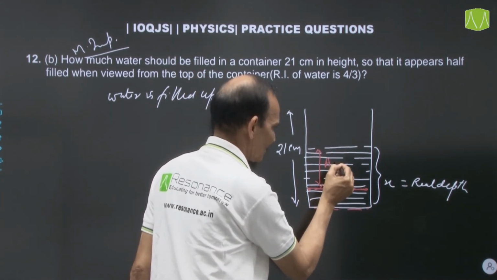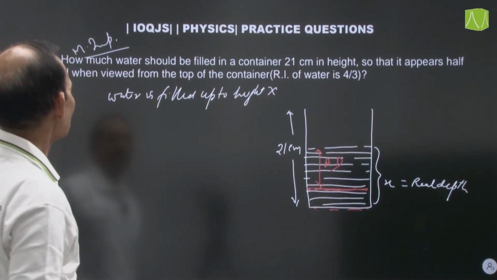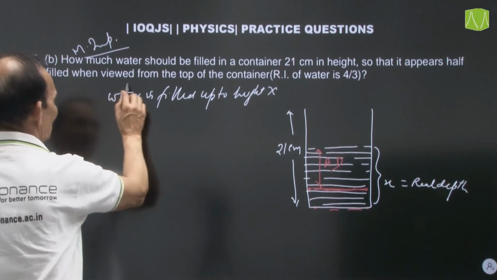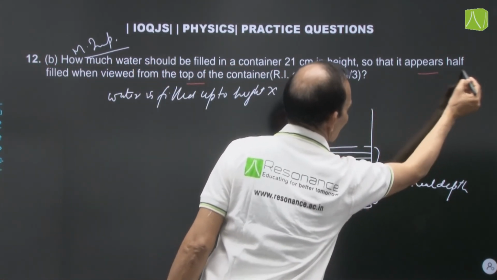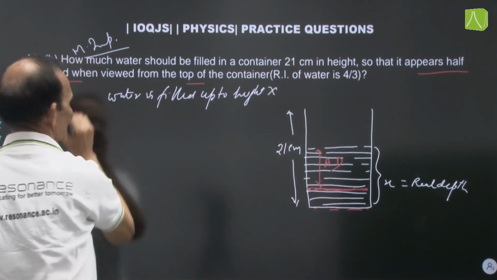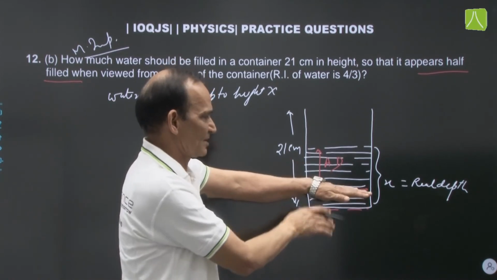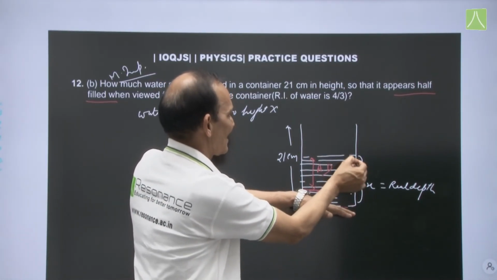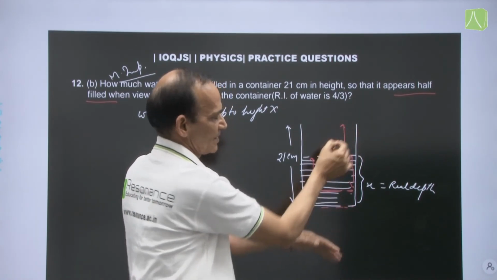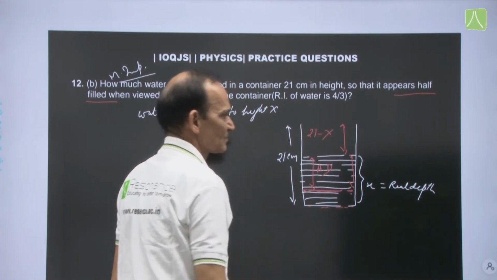AD, but we don't know this. What is AD? Our last part is this one. It is filled, viewed from the top of the container, it appears half filled. Half filled. I am looking from the top, so the bottom appears here; the lower part doesn't matter to me. Half filled means this length and this length must be equal. It is AD, and we know that it is 21 minus x.